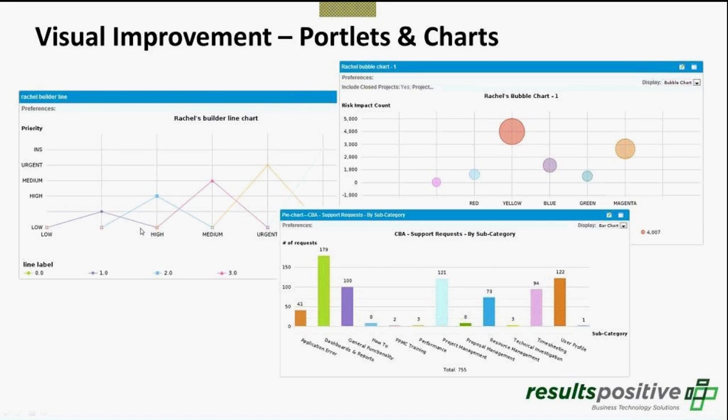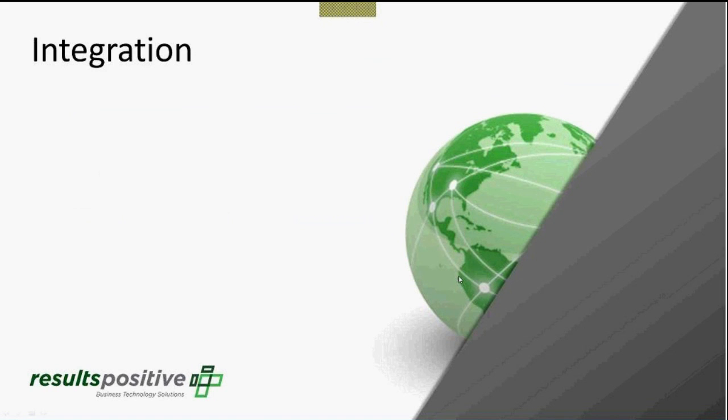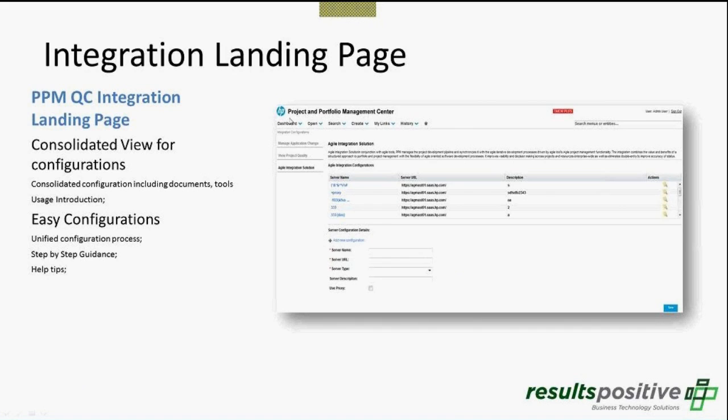So these are some examples of the better looking UI in the charts, or the newer UI in the charts. And then from an integration perspective, there was a significant investment here with a new integration landing page where you configure all of the integrations within PPM. And so you can configure the integration with ALM and Quality Center here, as well as the Agile Manager integration, all within the UI in PPM, and I'll show you that integration landing page.